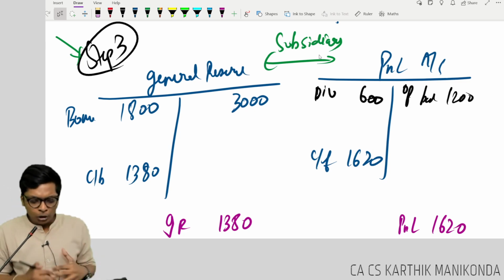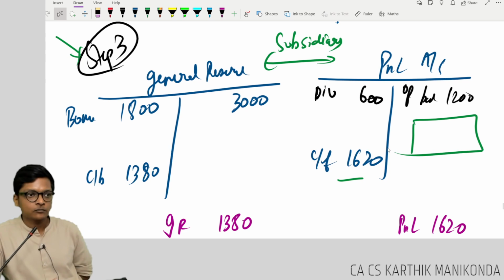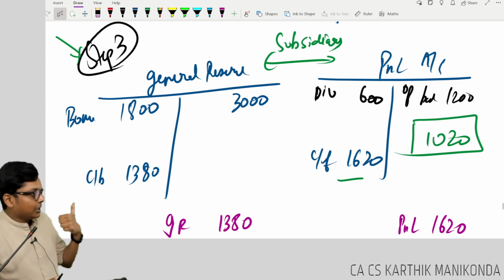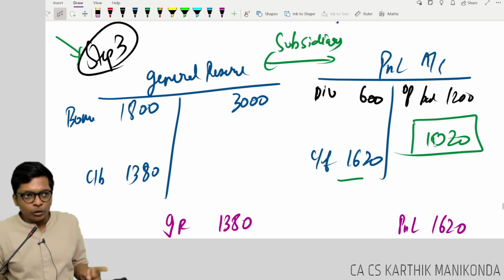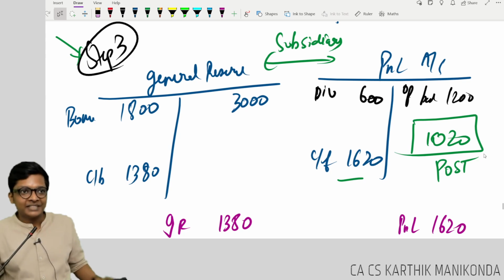That's it. So now I have to close these ledgers, guys. Let me close P&L. P&L closing balance is 1620. That means what would have been current year profit? What should have been the current year profit? 1020. Are you following, guys? See, I prepared ledger. Opening is given, closing is given. During the year, dividend is declared 600. That means current year I would have earned 1020. So 1020 is my post. Current year profit post.